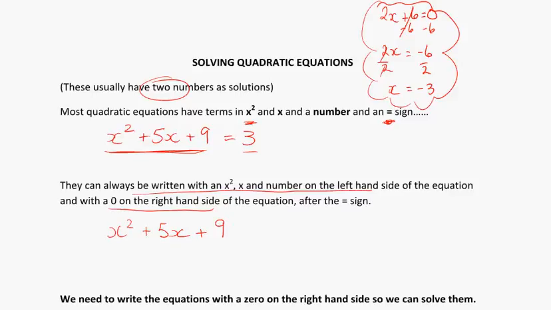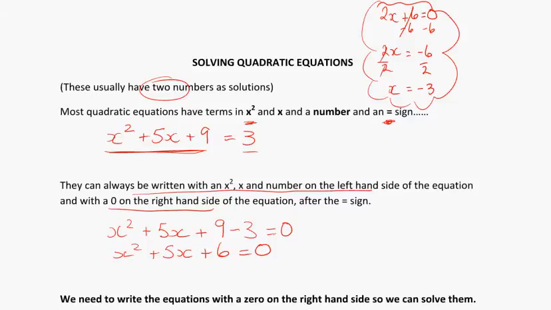So I would want to take 3 off the right hand side, so I need to take 3 off the left hand side to make that 0, and I could rearrange that so that it's plus 6, and now it does equal 0, and that's the format they have to be in to actually solve them.